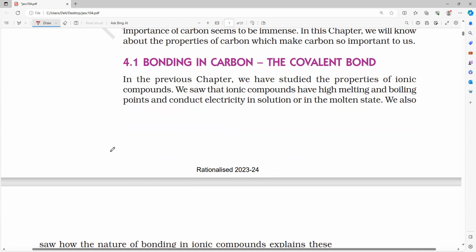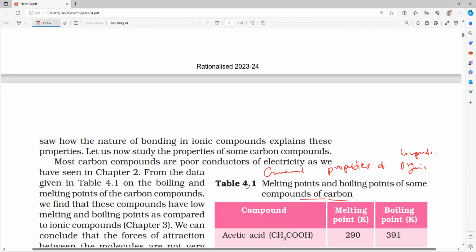I told you, ionic compounds have high melting and boiling points, and they are good conductors. They conduct electricity in solution or in the molten state. But carbon compounds are covalent compounds, so they have low melting points and boiling points. First thing, write it: they are covalent compounds having chains of carbon atoms.